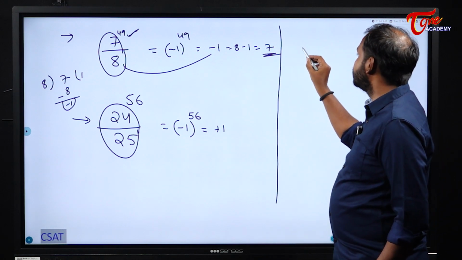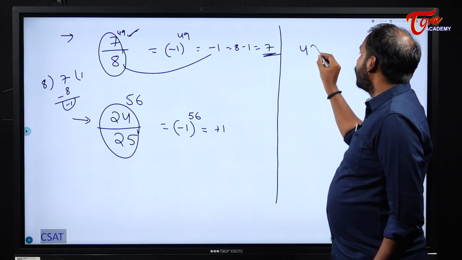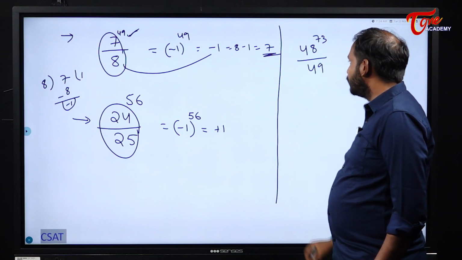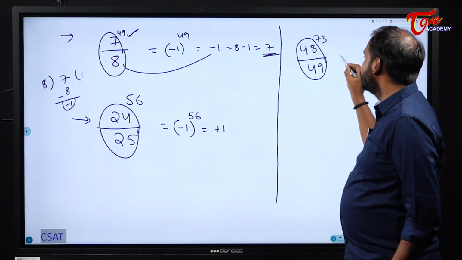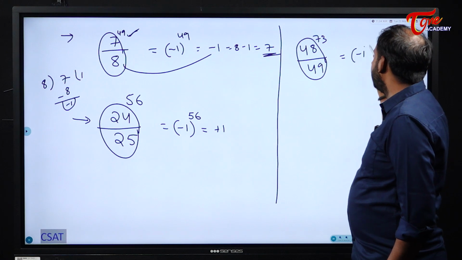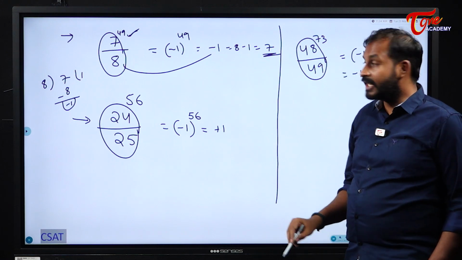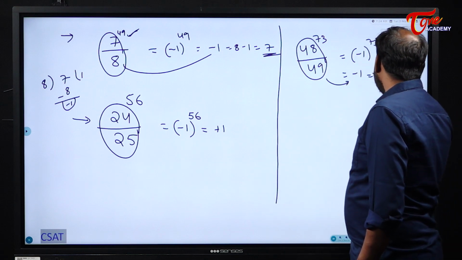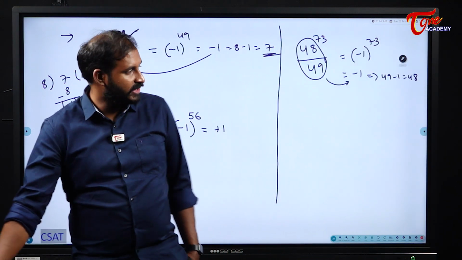Now, similarly, see here, students, for example, if I want to find the remainder for 48 to the power of 73 by 49. What is the remainder for 48 by 49? This will become minus 1 whole to the power of 73. Means it becomes minus 1. But minus 1 will not be my answer. So, 49 minus 1, what will it become? 48. So, my answer here becomes 48.